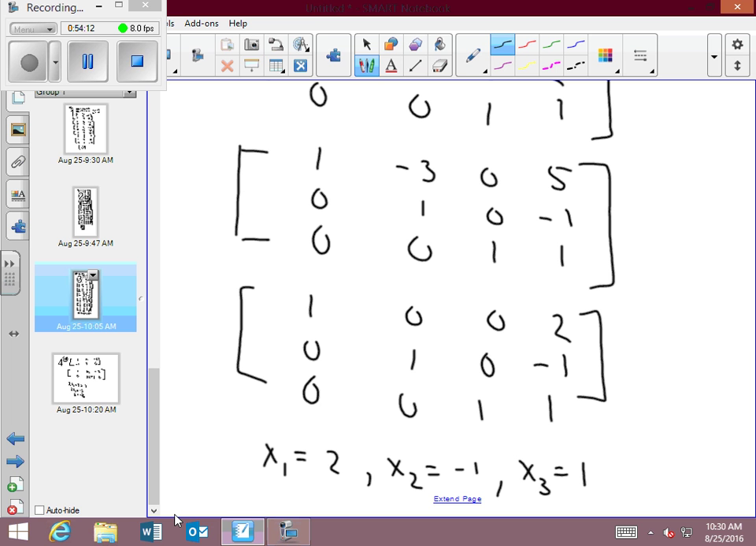Does that make sense? Now they're going to talk about pivot positions, and the definition of a pivot position on page 14.